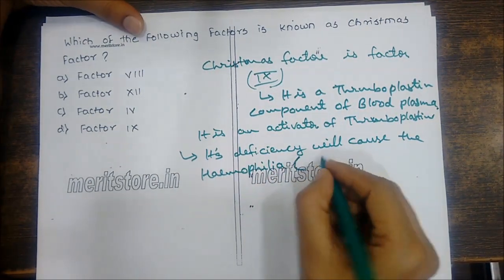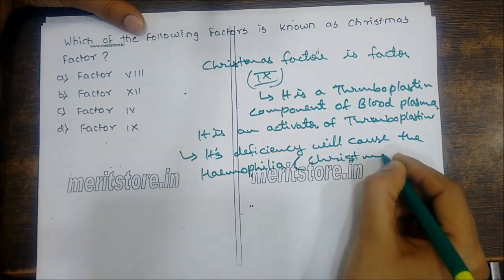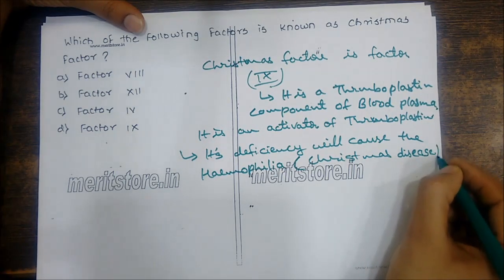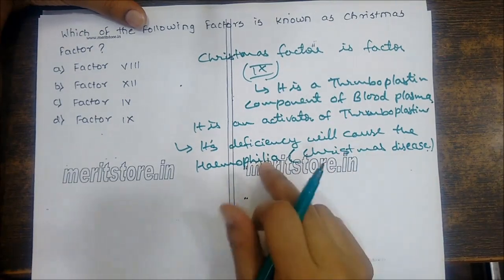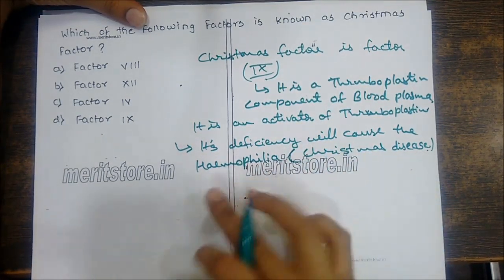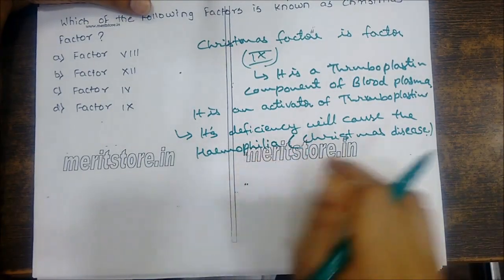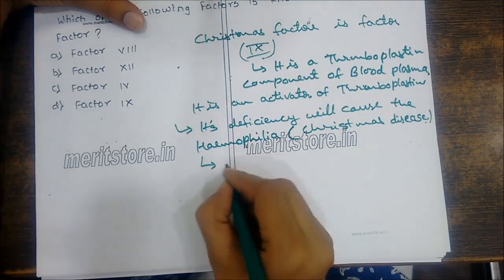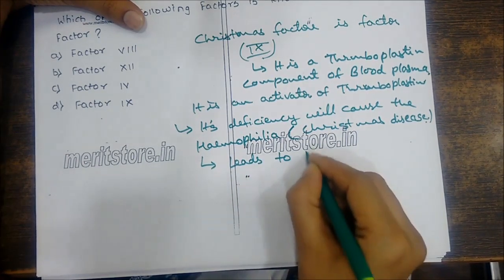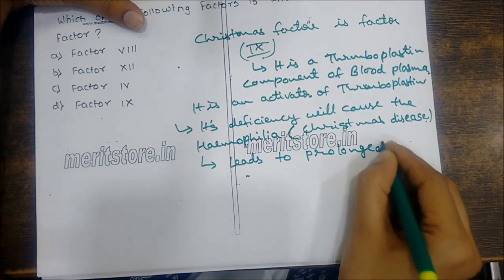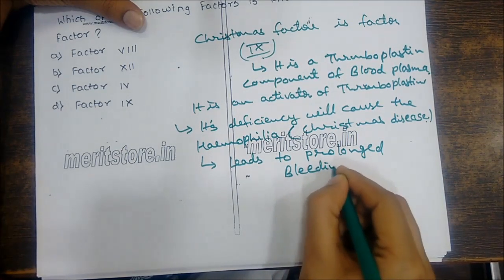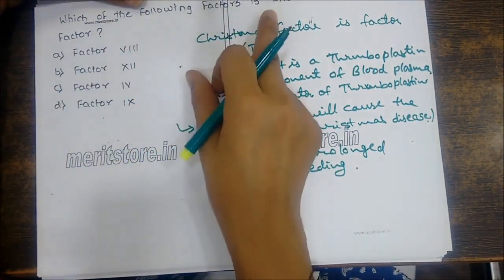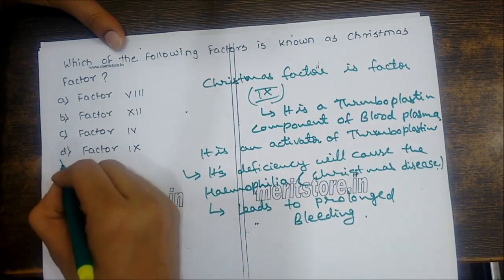Hemophilia disease is also called the Christmas disease. The factor whose deficiency causes this disease is called the Christmas factor, that is factor 9. In this disease, it leads to prolonged bleeding. So our Christmas factor is factor 9. Which of the following factors is known as Christmas factor? Factor 9. Answer is D.